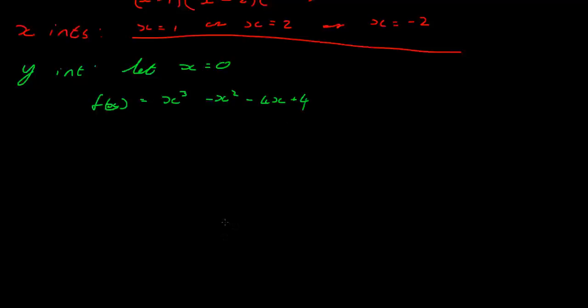So to find our y-intercept, we let x equal 0. So f of 0, which is our y-intercept, is f of 0 equals 0 cubed minus 0 squared minus 4 times 0 plus 4. And that is equal to 4. So there's our y-intercept. It's at 4.